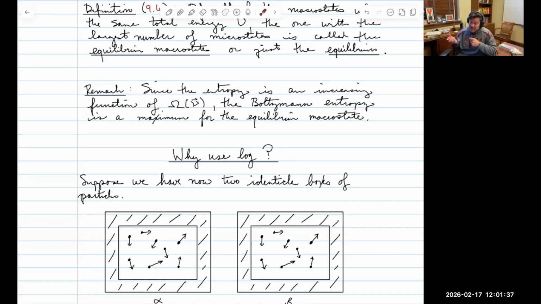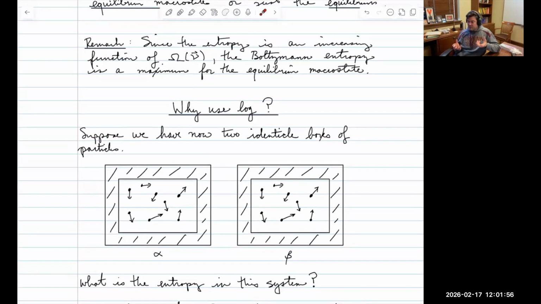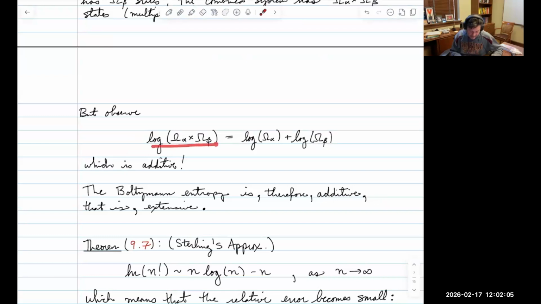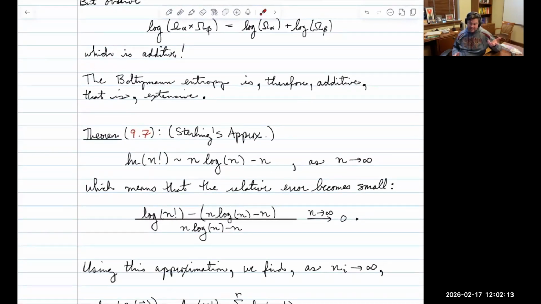So we want to pick an increasing function of this to represent the entropy, but we want the entropy to be additive. We saw this in thermodynamics. And there are reasons why we want it to be additive from the statistical basis, which we're not going to go into because we're limited in how much time we have. But we want the entropy, when we maximize it, to represent the equilibrium state, but we want that to be an additive function. How do we do that? Well, we're going to use the log because the log breaks multiplications into additions. So the Boltzmann entropy is therefore additive. That is, it's an extensive property of the system, just like the energy is.